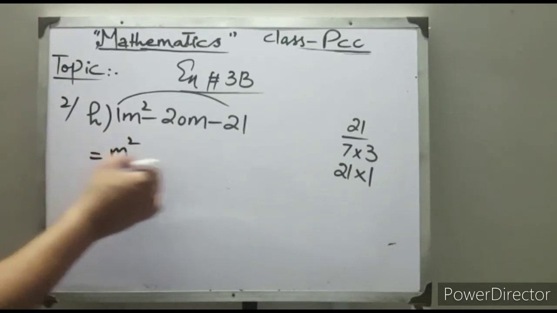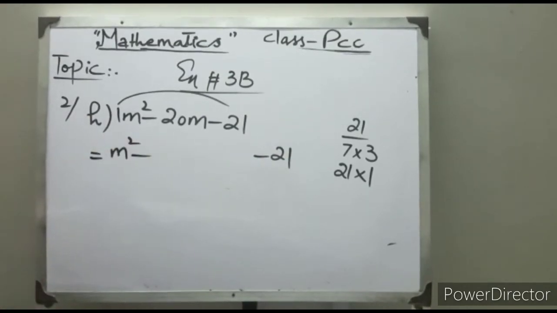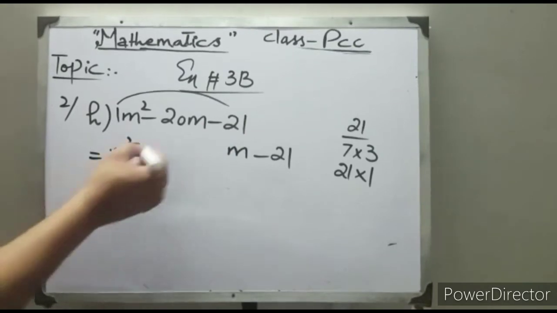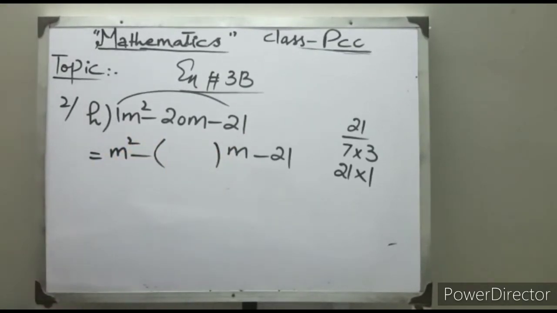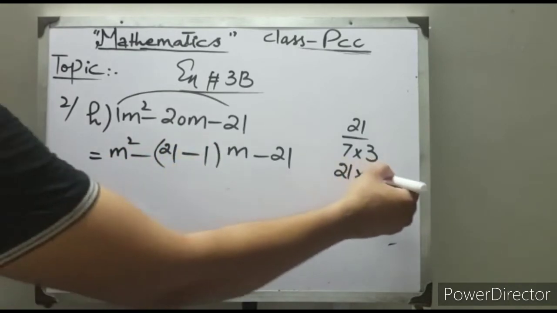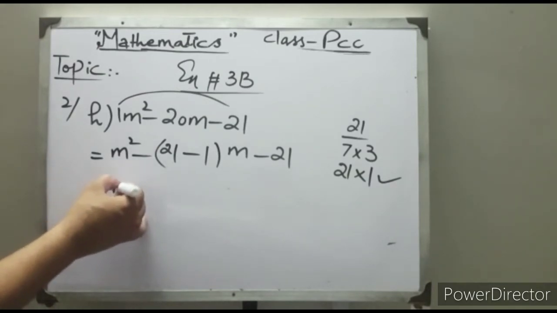Write m square as it is, last term minus 21 as it is, central sign minus as it is, and the central variable m as it is. Put there a bracket. 21 minus 1. 21 minus 1 will make 20. So this is the right factor.